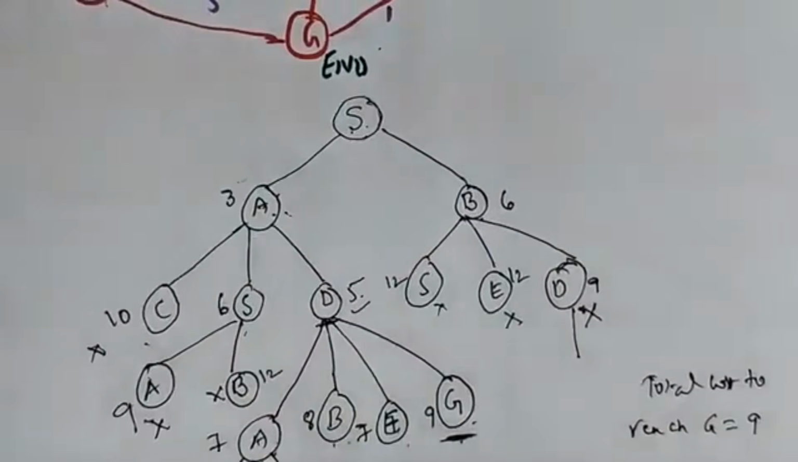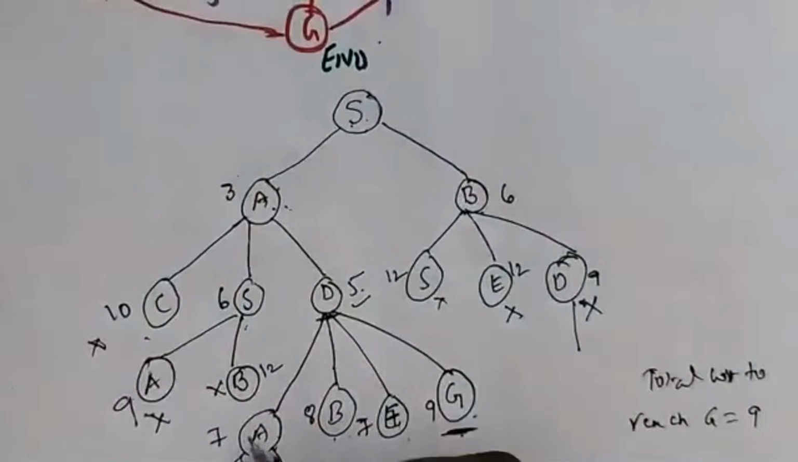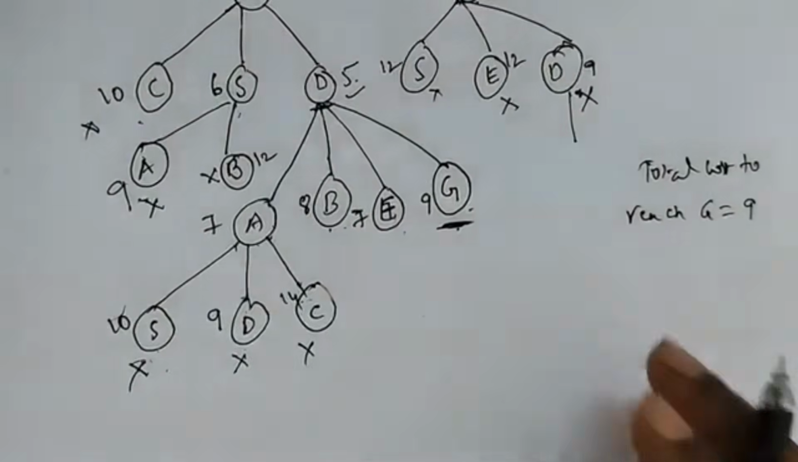What is the C value here? If I expand A to C, again A to C is 7. So previously 7, now it is 14. So it is also not possible.